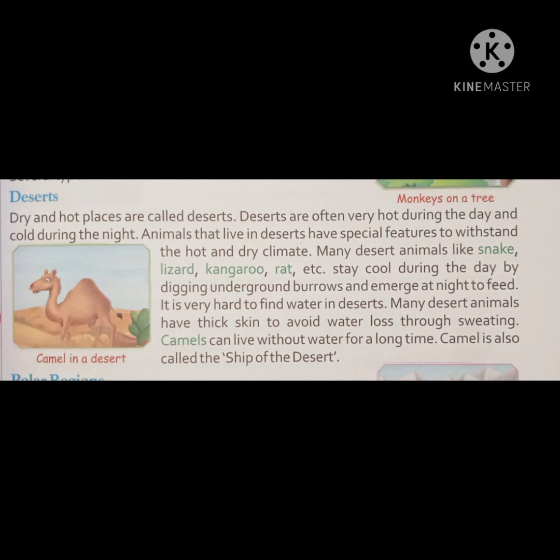For example, a camel has thick skin which prevents water loss. Okay, the thick skin prevents water loss in desert animals.